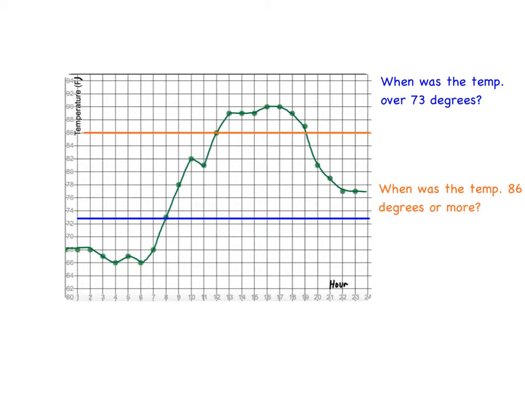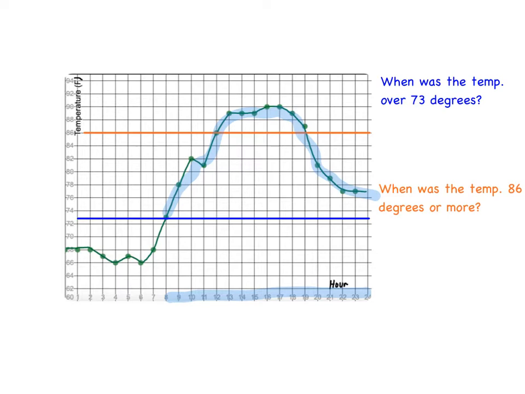All right. So what I've done here is I've got a line here where 73 degrees is, and so we'd say, when is this graph of the temperature over 73 degrees? And so we would see it's this period here. This is all the time, right, where the graph is over 73 degrees. So what x values does that incorporate, right? So when was it over 73 degrees?